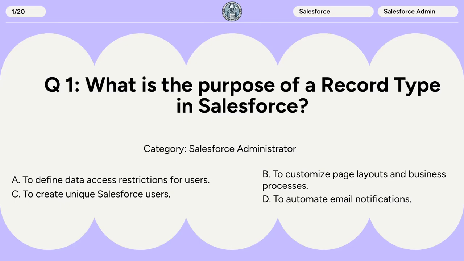Question 1. What is the purpose of a record type in Salesforce? A. To define data access restrictions for users. B. To customize page layouts and business processes. C. To create unique Salesforce users. D. To automate email notifications.